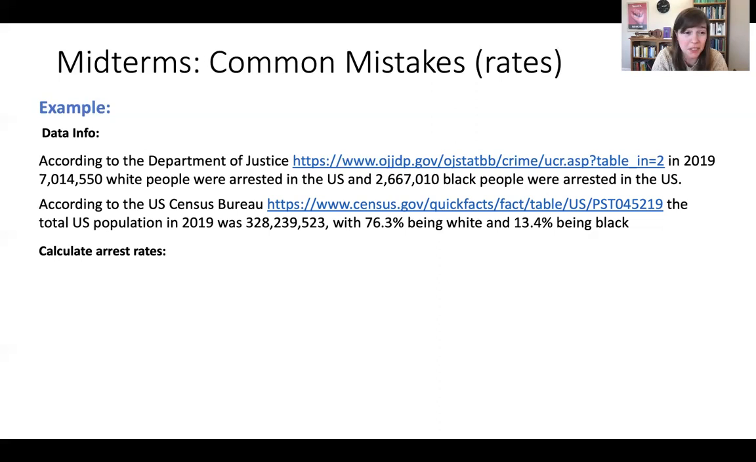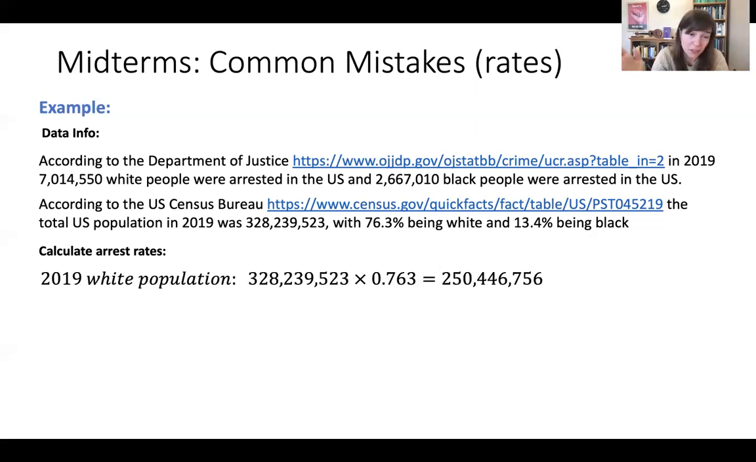So if you want to calculate arrest rates, first you've got to find the total white population of the US in 2019. To do that, we take this 328 million number, which was the total population, and multiply it by 0.763, which comes from the percent of the total population that is white. And so 76.3% of 328 million is this 250 million number. So this says in 2019, the total white population was about 250 million.